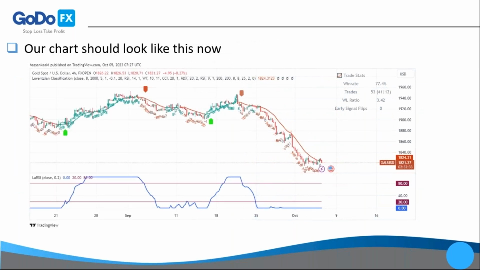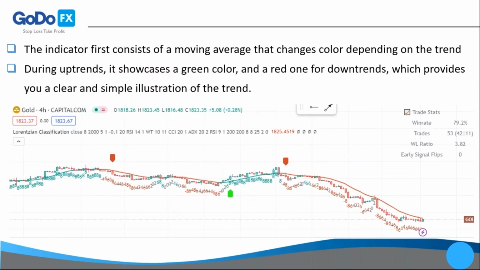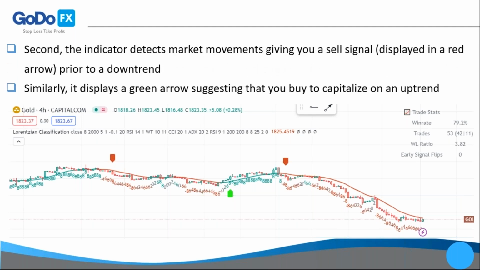Now the AI indicator has been added to our chart, and it would look like this. The indicator first consists of a moving average that changes color depending on the trend. During uptrends, it showcases a green color and a red one for downtrends, which provides you a clear and simple illustration of the trend. Second, the indicator detects market movements, giving you a sell signal displayed in a red arrow prior to a downtrend. Similarly, it displays a green arrow suggesting that you buy to capitalize on an uptrend.